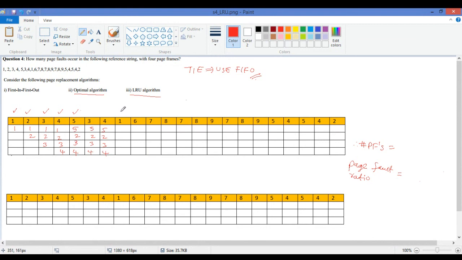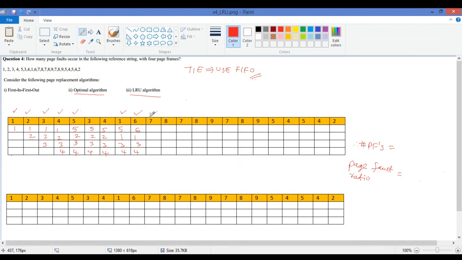But now again 1 comes. When 1 comes, don't remove 3, 4, and 5. So don't remove this 3, don't remove this 4, and don't remove this 5. Means automatically I'm removing 2. Okay, so 1 will come and sit here. 6, again 6 is not there. There is a page fault, but don't remove 1, 4, 3. Means I'm removing 5. 6 will come and sit here.